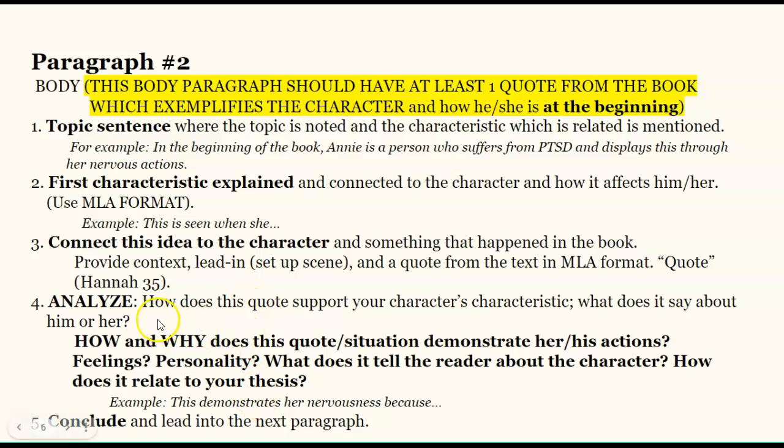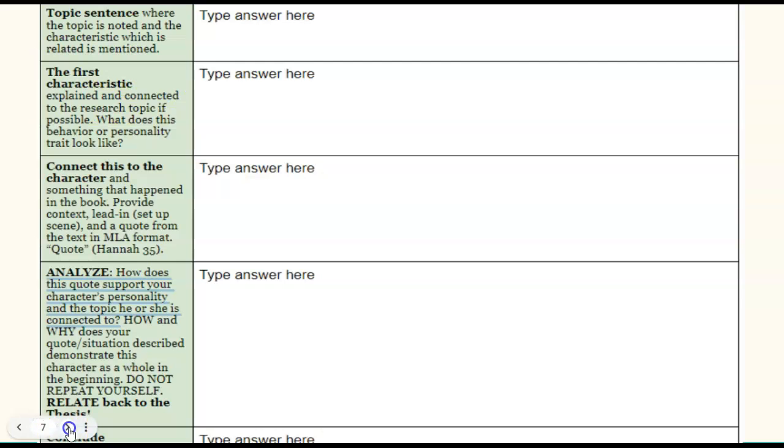And then you're going to analyze it. This is where you have to have at least 3 sentences where you're describing how and why that quote demonstrates the character's actions, feelings, personality. What does it tell the reader about the character? How does it relate back to your thesis? This demonstrates her nervousness because, you decide. Then finally conclude that paragraph to move on to your next one.